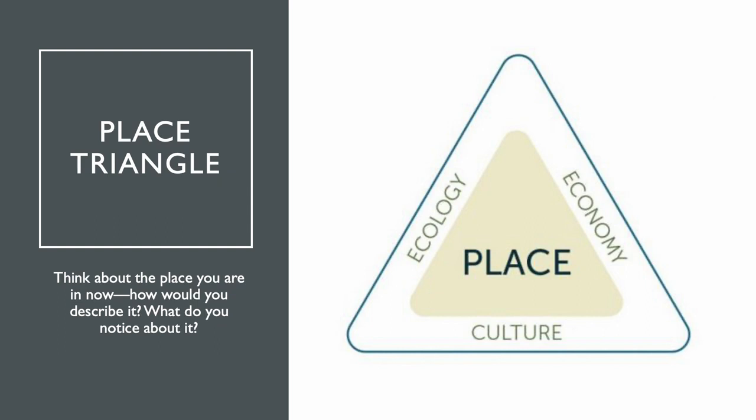So thinking about what you see, how would you describe it? What do you notice about it? You might write down what you see, what you hear, maybe even what you smell. On the worksheet, there is a list of different questions to get you thinking about what ideas are relevant to each edge of the place triangle. So pause the video here, complete your place triangle, and we'll come back. And when we come back, we'll talk about the 6 principles of place-based education.